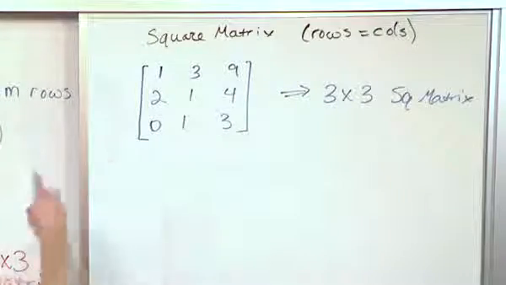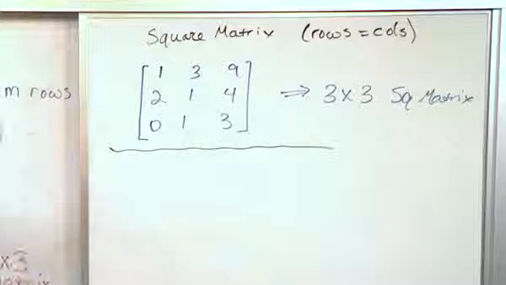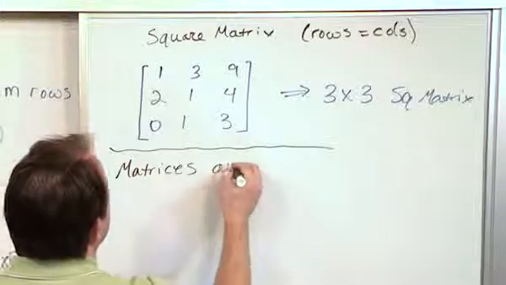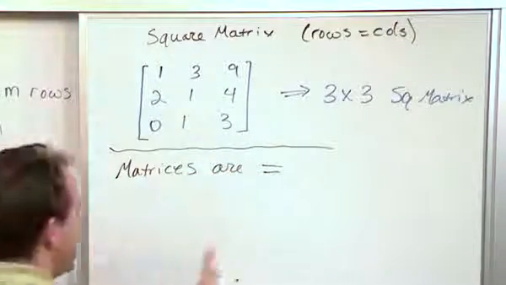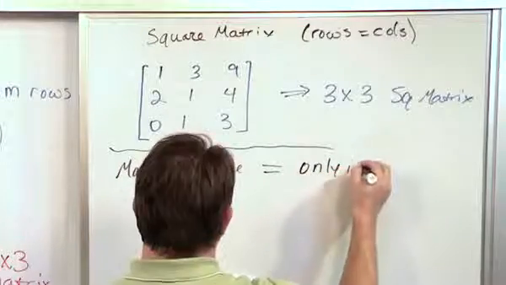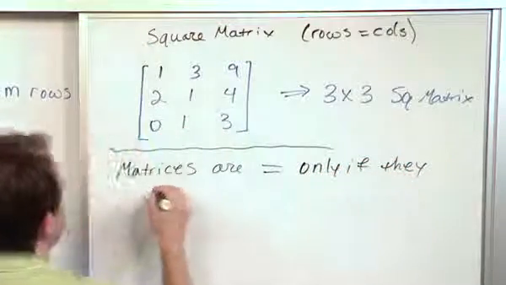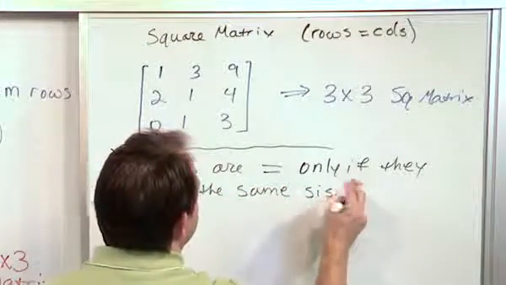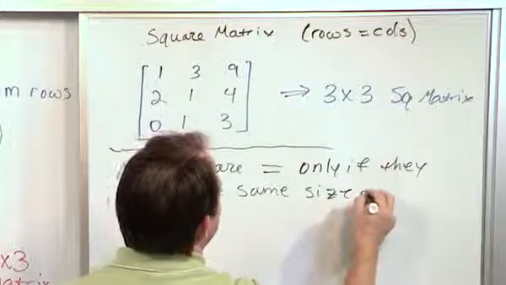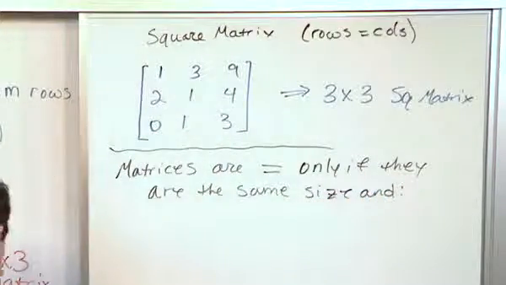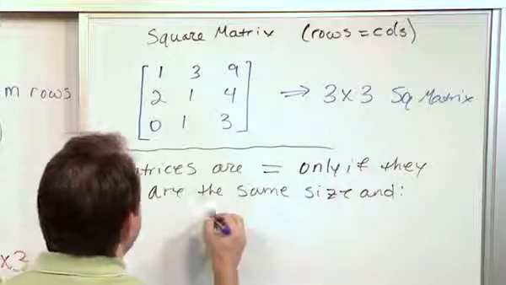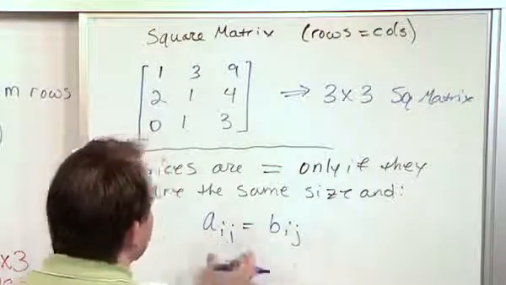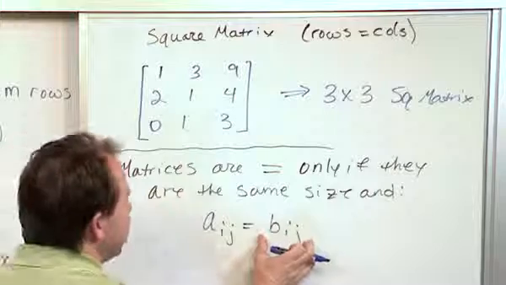All right. So now we've talked about the concept of what a matrix is, and now we need to say that matrices are equal. Two matrices are equal if, and only if, they are the same size, and I'll change colors to put the other constraint in there, and A_ij is equal to B_ij, where these are the elements of matrix A and these are the elements of matrix B.